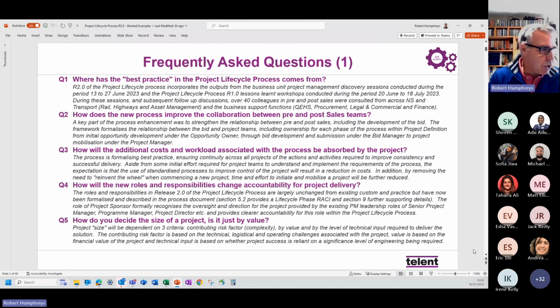The third one, about additional costs: just to reiterate, we're not looking to burden or overburden projects with bureaucracy. It's all about making sure that we avoid surprises, but also, more importantly, that when setting projects up, even during the bid stage, all the best practice that's been understood to make a project work is applied as soon as possible.